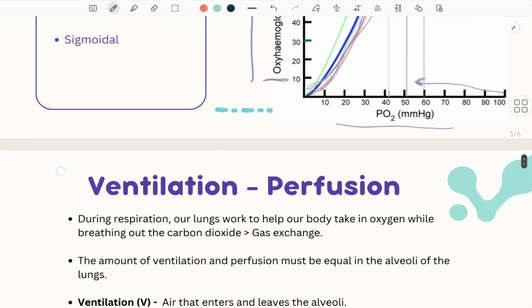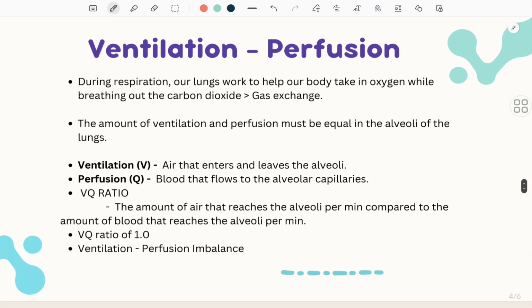Now we're moving on to the ventilation perfusion of the respiratory system. During respiration, our lungs work to help our body take in oxygen while breathing out the carbon dioxide. This process is what we call gas exchange. The amount of ventilation and perfusion must be equal in the alveoli of the lungs. Ventilation, abbreviated as V, is the amount of air that enters and leaves the alveoli, and perfusion, abbreviated as Q, is the amount of blood that flows to the alveolar capillaries.